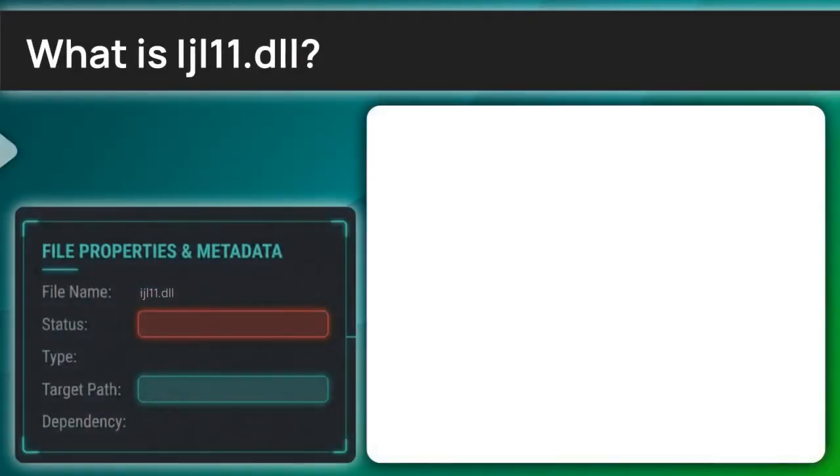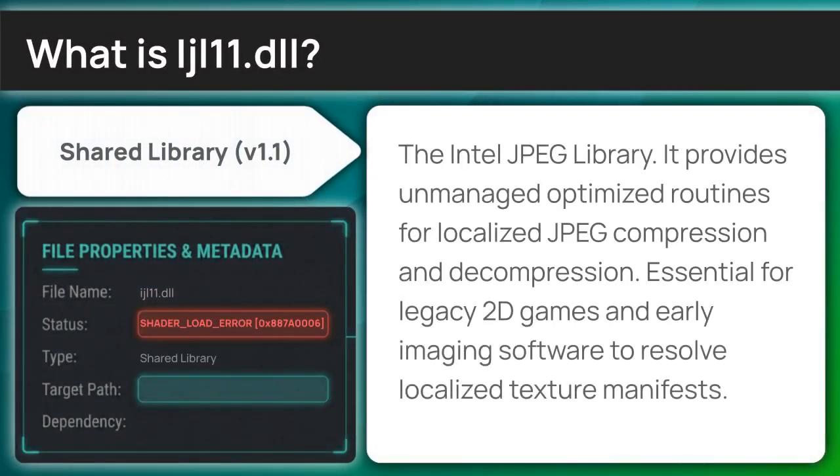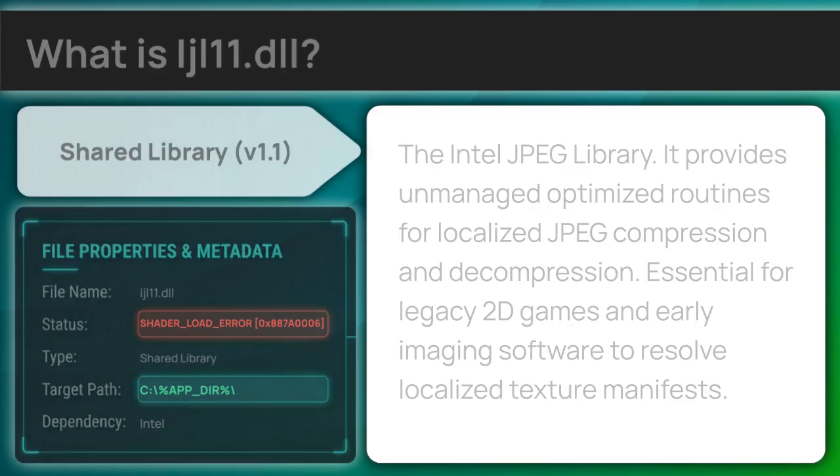This is the ijl11 Library, the Intel JPEG Library. It provides unmanaged optimized routines for localized JPEG compression and decompression, essential for legacy 2D games and early imaging software to resolve localized texture manifests. Let's get to work. We'll start with the most common fix for this specific error.